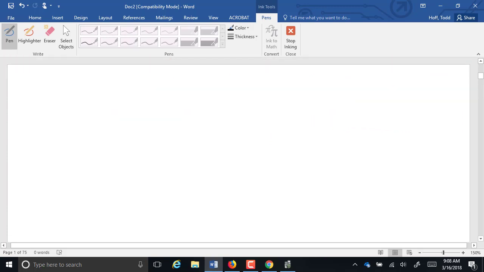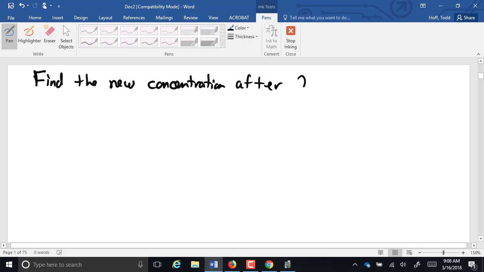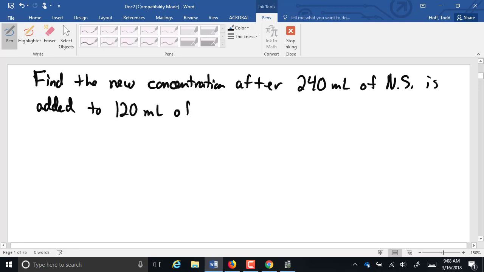I'm going to have you guys try one. Find the new concentration after 240 milliliters of saline is added to 120 milliliters of 36% solution. And there is one little bump in there that you need to see.